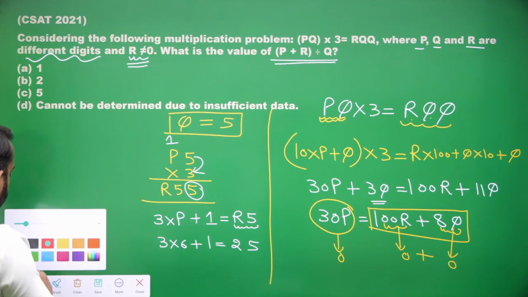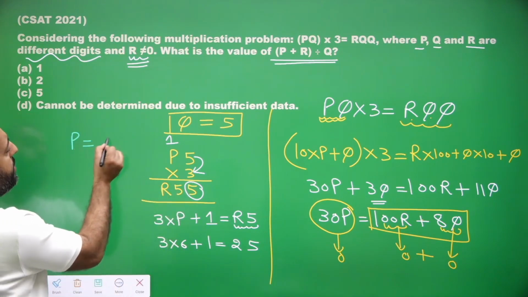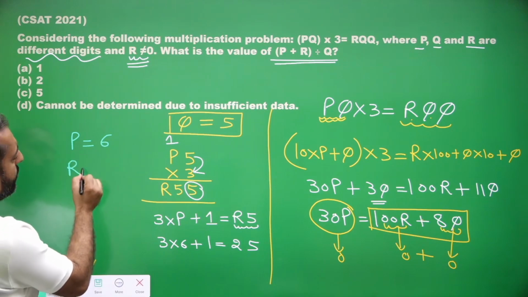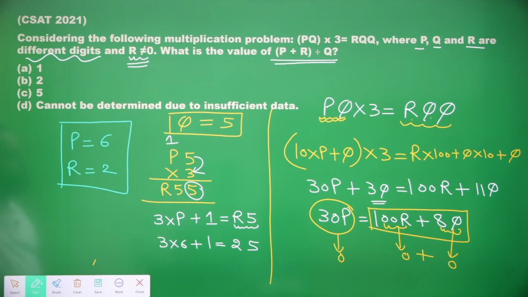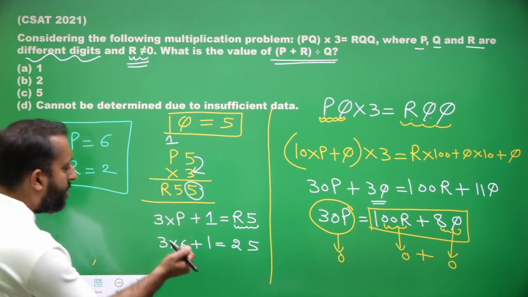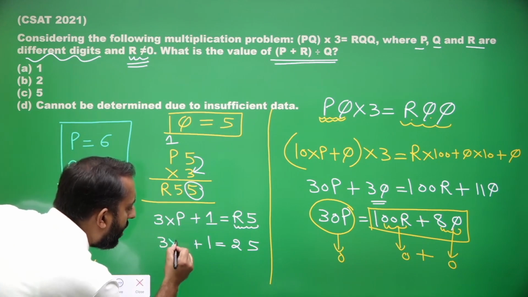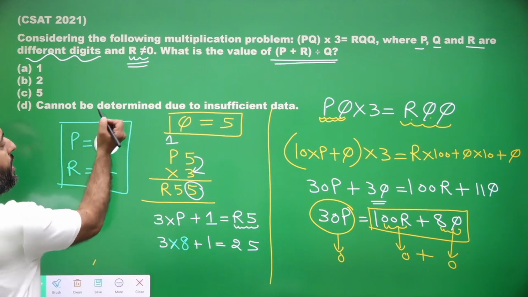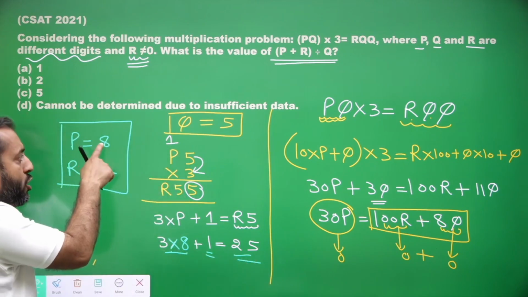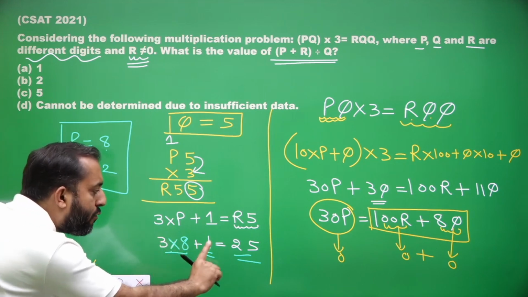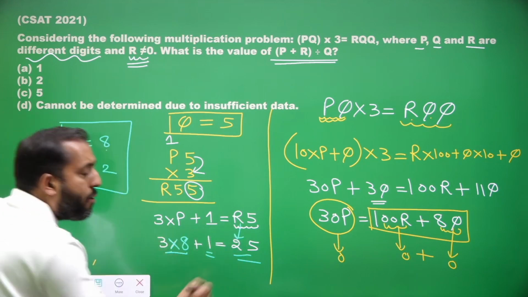Now, we are very much clear that the value of P can be 6 and the value of R can be 2. Okay. What are we looking for? P plus R divided by Q. Just a second. No, I'm really sorry. I made a mistake here. It is possible when 3 into 8 is 24 plus 1 is 25. So the value of P should be 8, because 3 into 8 is 24 plus 1 is 25, and the value of R is going to be 2.